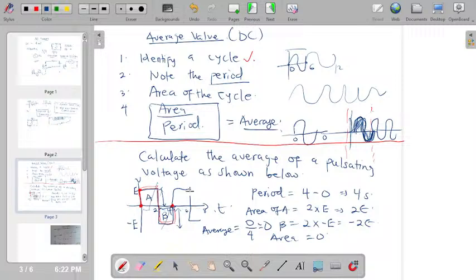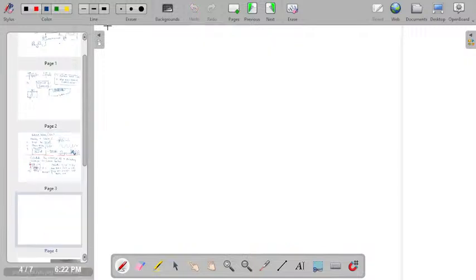Now let's quickly move to the second part, which we call the RMS value, root mean square value.